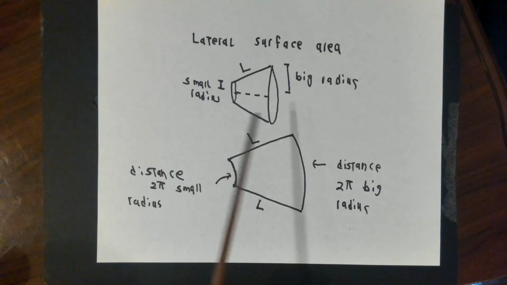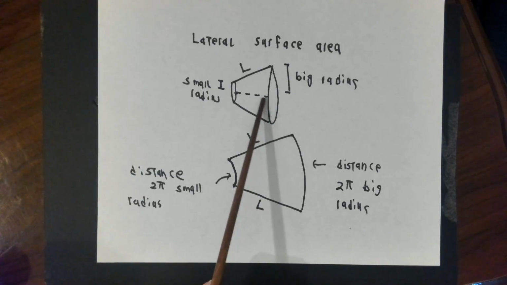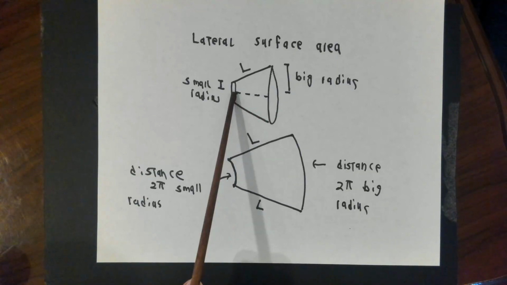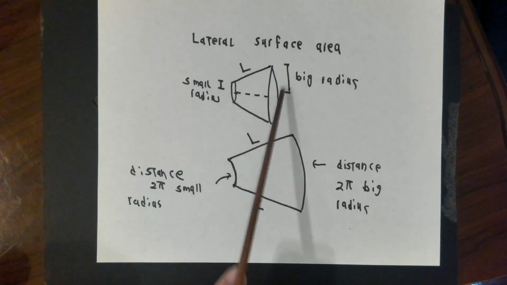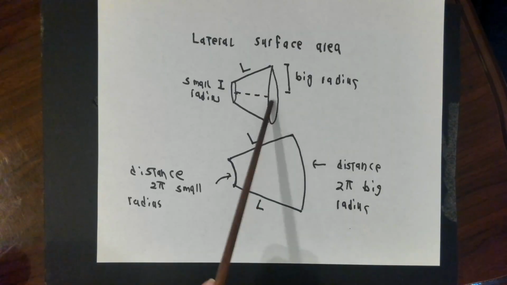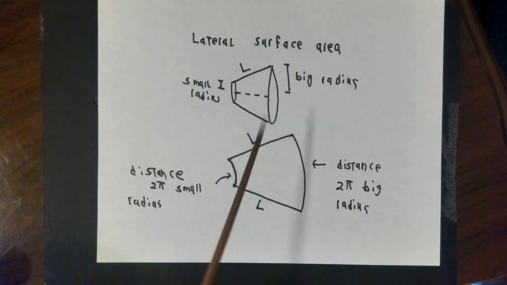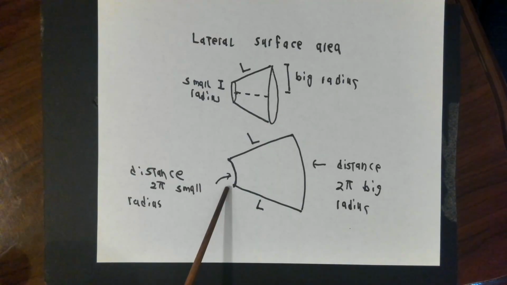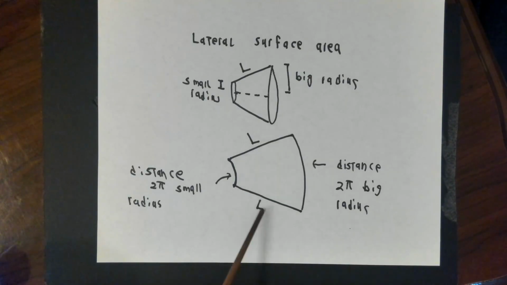I want to imagine taking an X-Acto knife and cutting this right down the side here, and then flattening it out. This circle, which had radius equal to big radius, will then become an arc of a circle with distance along this arc being 2 pi times the big radius, since that's the circumference of this larger circle. This will correspond to a distance of 2 pi times the small radius, and these are distance L.